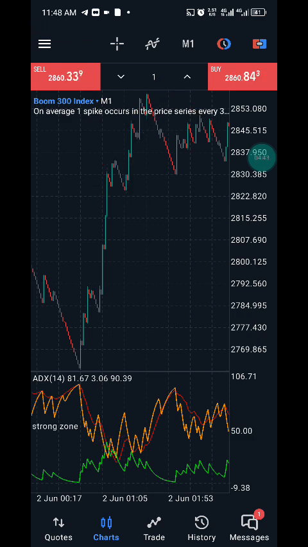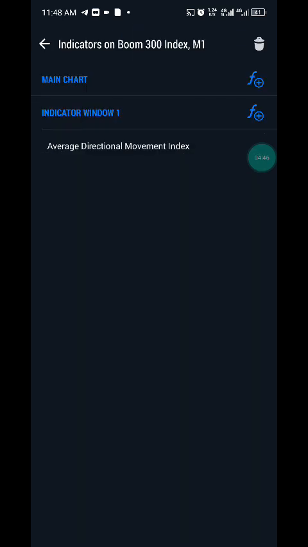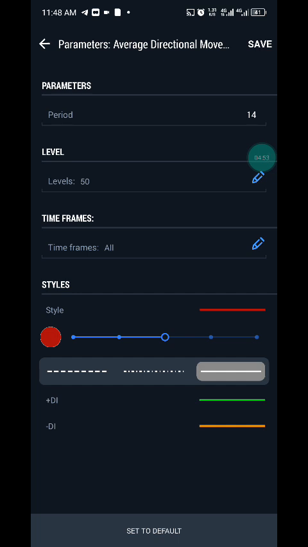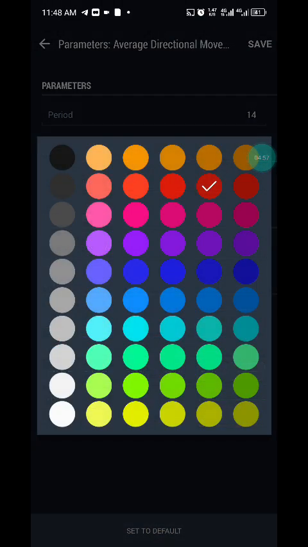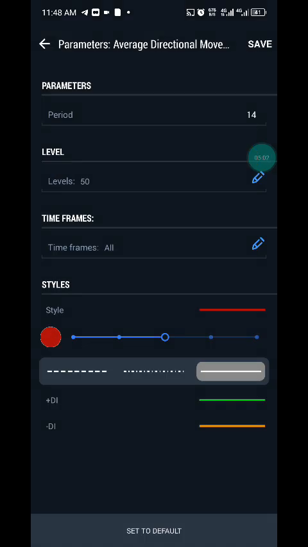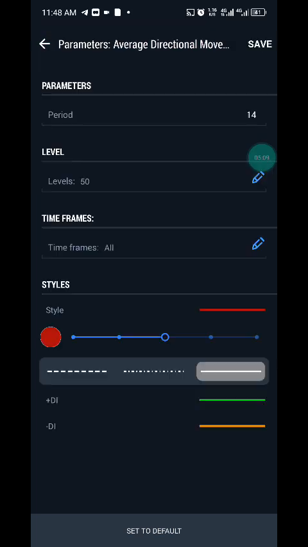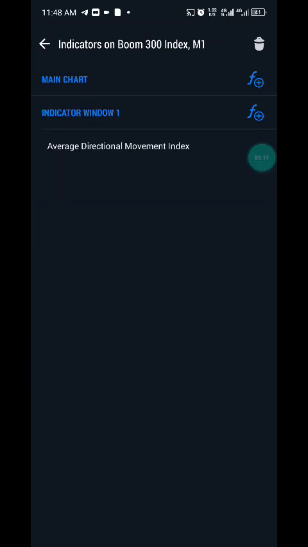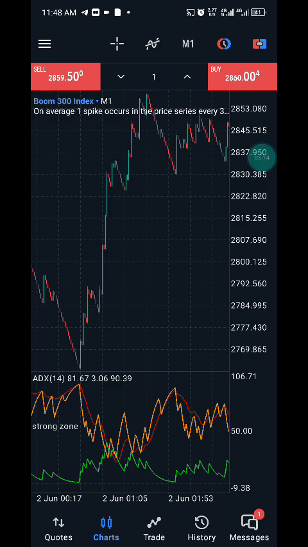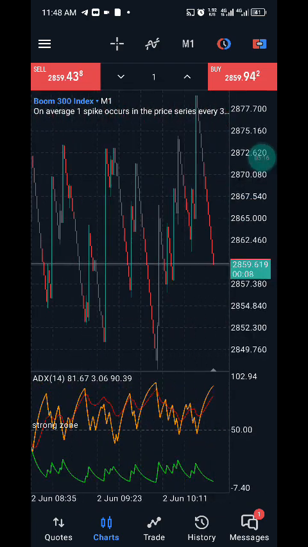To make use of this indicator, let me show you the settings of this indicator. We have our Average Directional Movement Index, with a period of 14. We have the level of 50, and we have our style in red color. You can choose any style of your choice. And we also have our markings, our level, which we also indicate here as our strong zone. Then you press save. Once you press save, you will have the same setup the way I have it here.